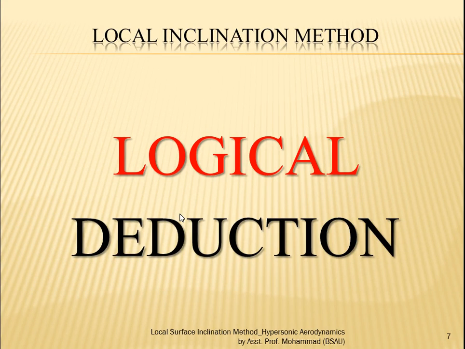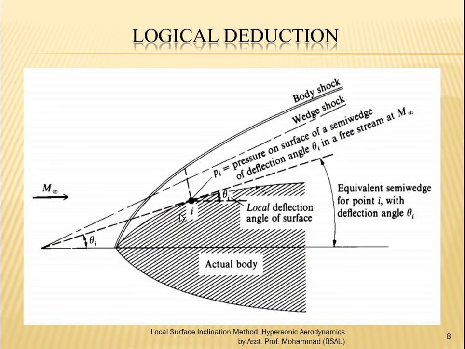Now, before we go into that, let us try to see the logical deduction and understanding that makes us believe that the pressure on the surface of a body is exactly equal to the pressure on the surface of a cone or wedge, as the case may be, provided the deflection angle at the particular location is exactly equal to the half cone angle or the half wedge angle, depending on the axisymmetric or two-dimensional body. Let us consider the same picture again, where we have a two-dimensional body, and at the point I we have a deflection theta I, because the tangent at this I is making an angle theta I with the horizontal direction, which is also the direction of the uniform flow.